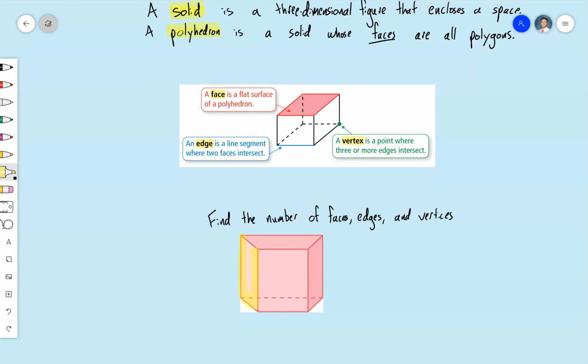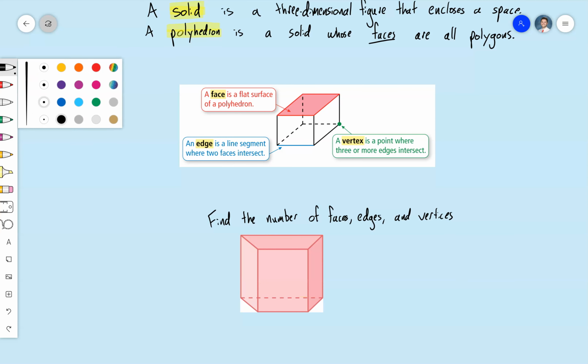Here's a second face, a third face, a fourth face, a fifth face, and then in the back here would be a sixth face. So this figure has 6 faces.